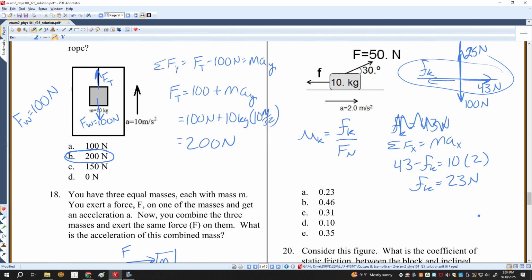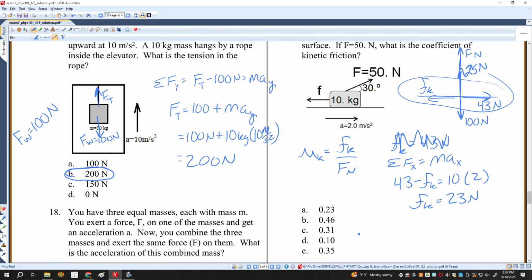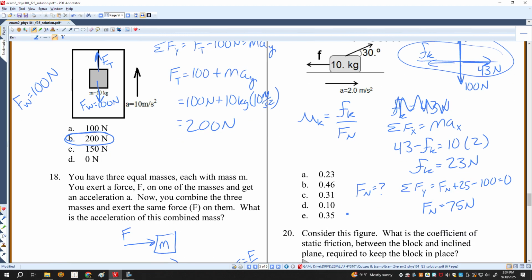Yeah, 23 newtons. And then I can find my normal force, Fn, by looking at the y forces. The sum of the forces in the y is Fn plus 25 minus 100 equals 0. So Fn equals 75 newtons. Then my coefficient is going to be 23 over 75, which is 0.31. Answer C.